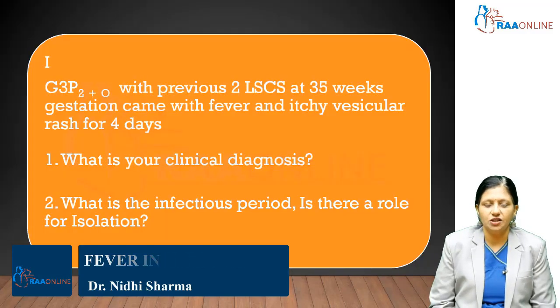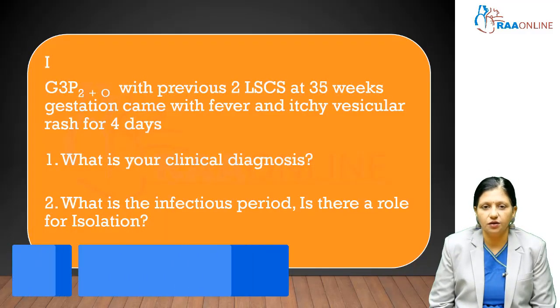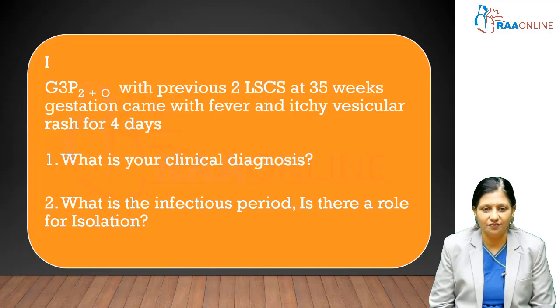Welcome to Raaonline. Today's topic is fever in pregnancy. So we have a case. She is gravida 3, para 2+0 with previous 2 LSCS at 35 weeks gestation, and she comes with fever and itchy vesicular rash for 4 days. So what is your clinical diagnosis and what is the infectious period? Is there a role for isolation?